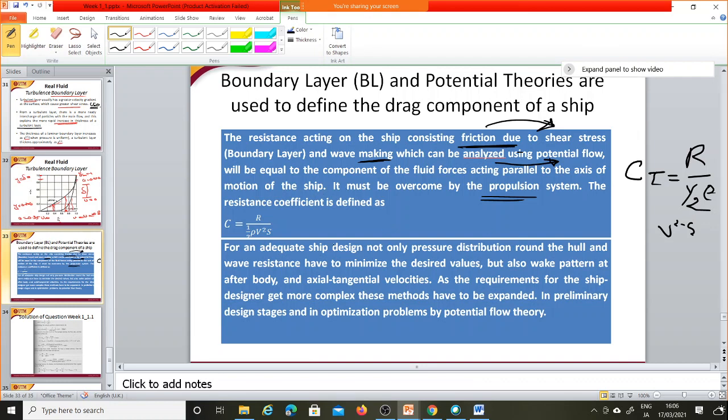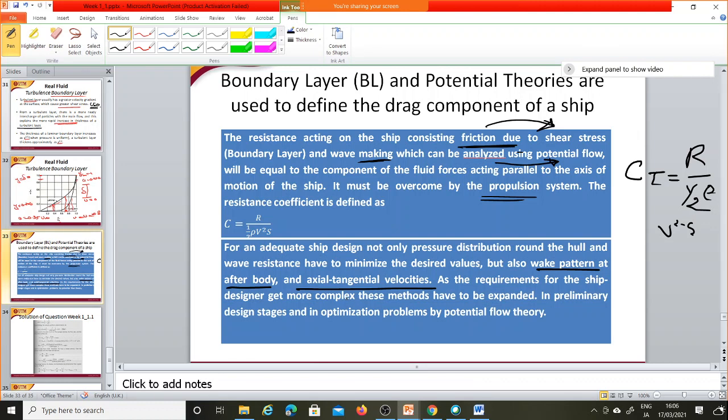Okay, and it is also said that for an adequate ship design, not only the pressure distribution around the hull and wave resistance have to be minimized to the desired value, but also the wave pattern at the aft body and the axial and tangential velocity need to be measured. It means that you not only consider the pressure force here, but you also need to consider the wave making resistance, the wakes, and the tangential velocities, that is the shear stress. You have to measure it.